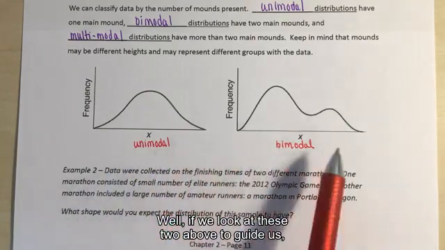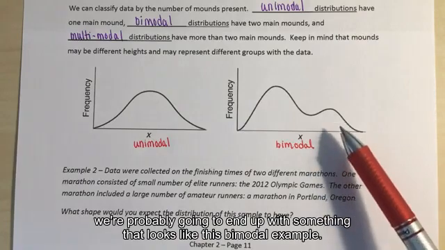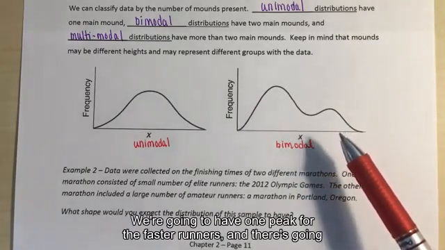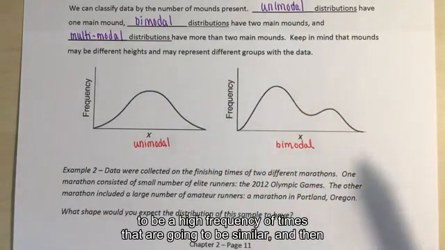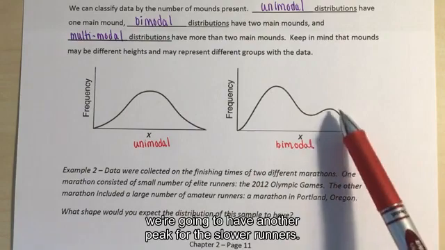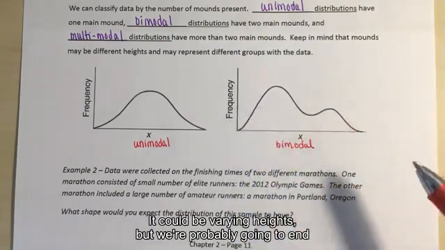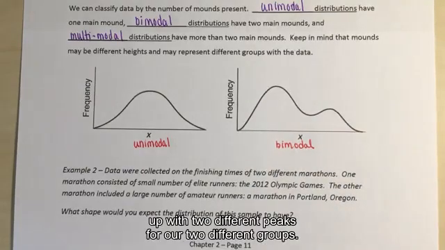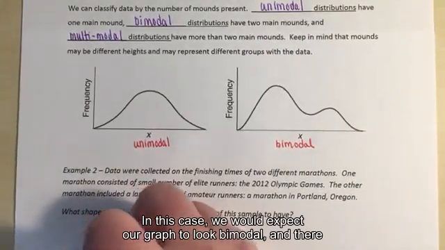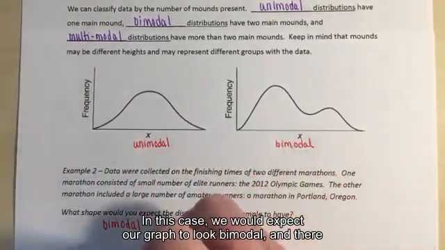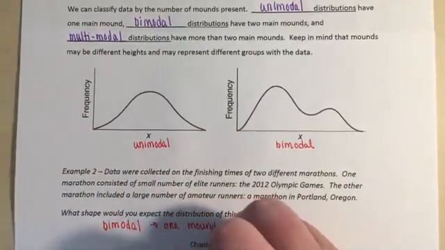Well, if we look at these two above to guide us, we're probably going to end up with something that looks like this bimodal example. We're going to have one peak for the faster runners, and there's going to be a high frequency of times that are going to be similar there. And then we're going to have another peak for the slower runners. It could be varying heights, but we're probably going to end up with two different peaks for our two different groups. So in this case, we would expect our graph to look bimodal. There's going to be one mound for each group.